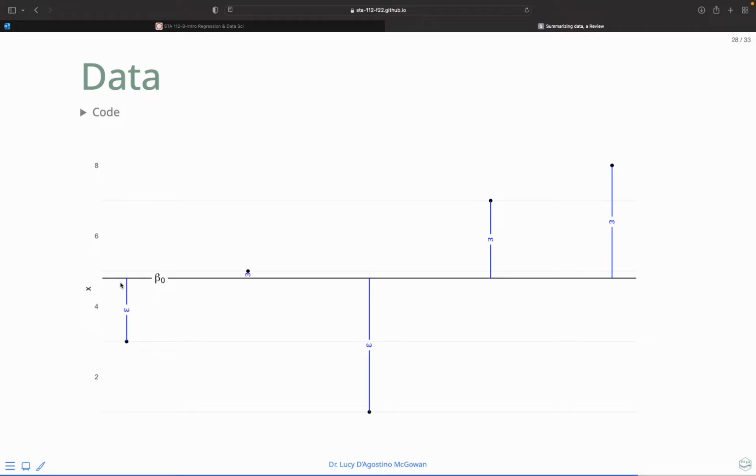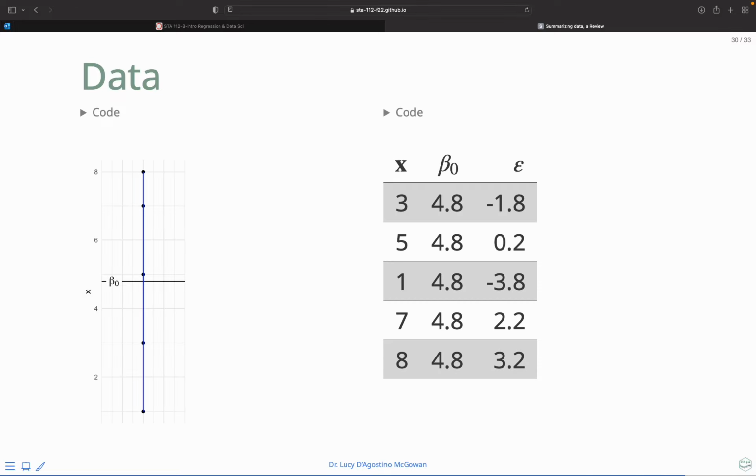And so this line here is that beta 0, and it's where we intersect with the y-axis. It's that 4.8. And then each of these distances between my observed points and my model, in this case just an average, those are my epsilons, or my error terms. So I could rewrite this as x is my observed data, beta 0 is my mean, and then the error terms are 1.8, negative 1.8, 0.2, etc.